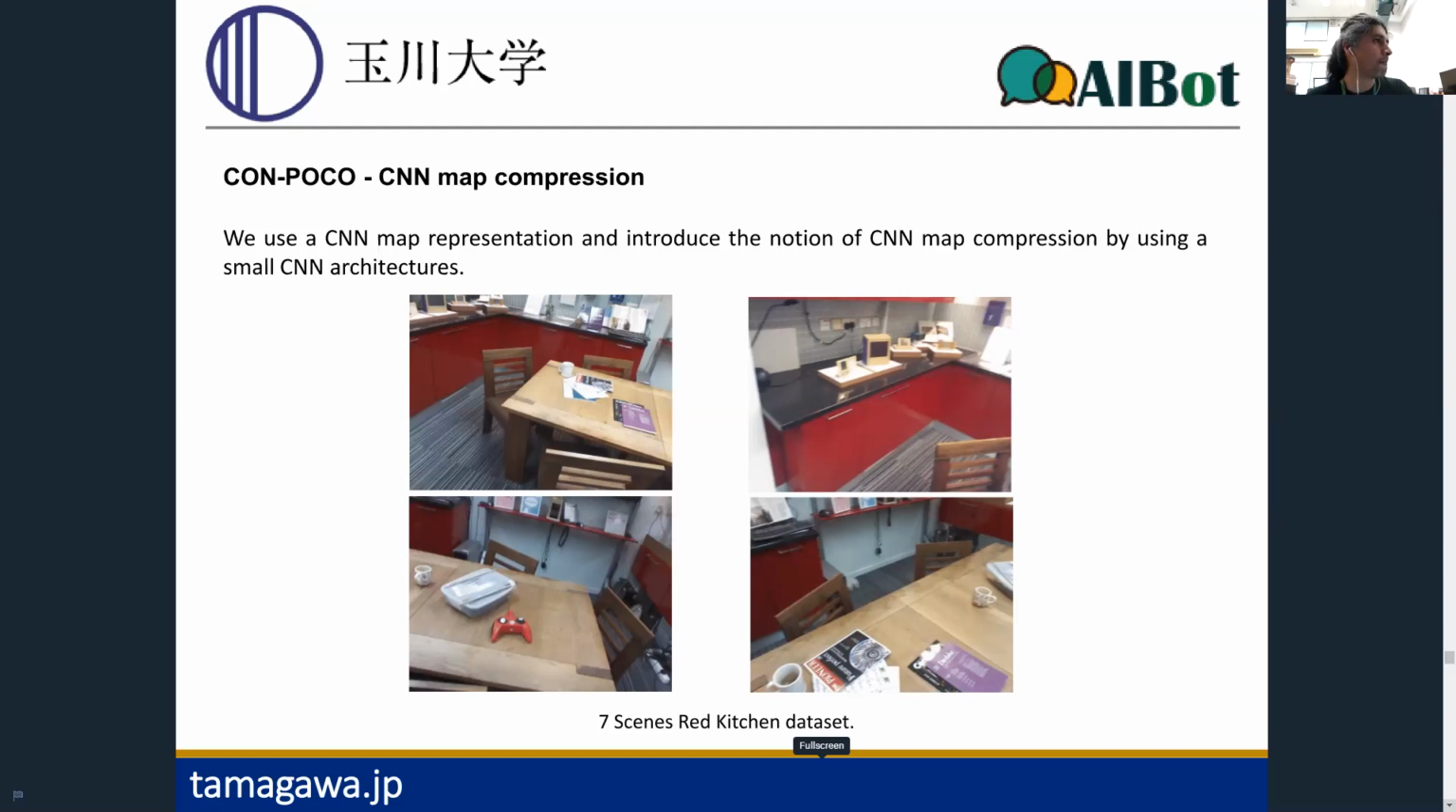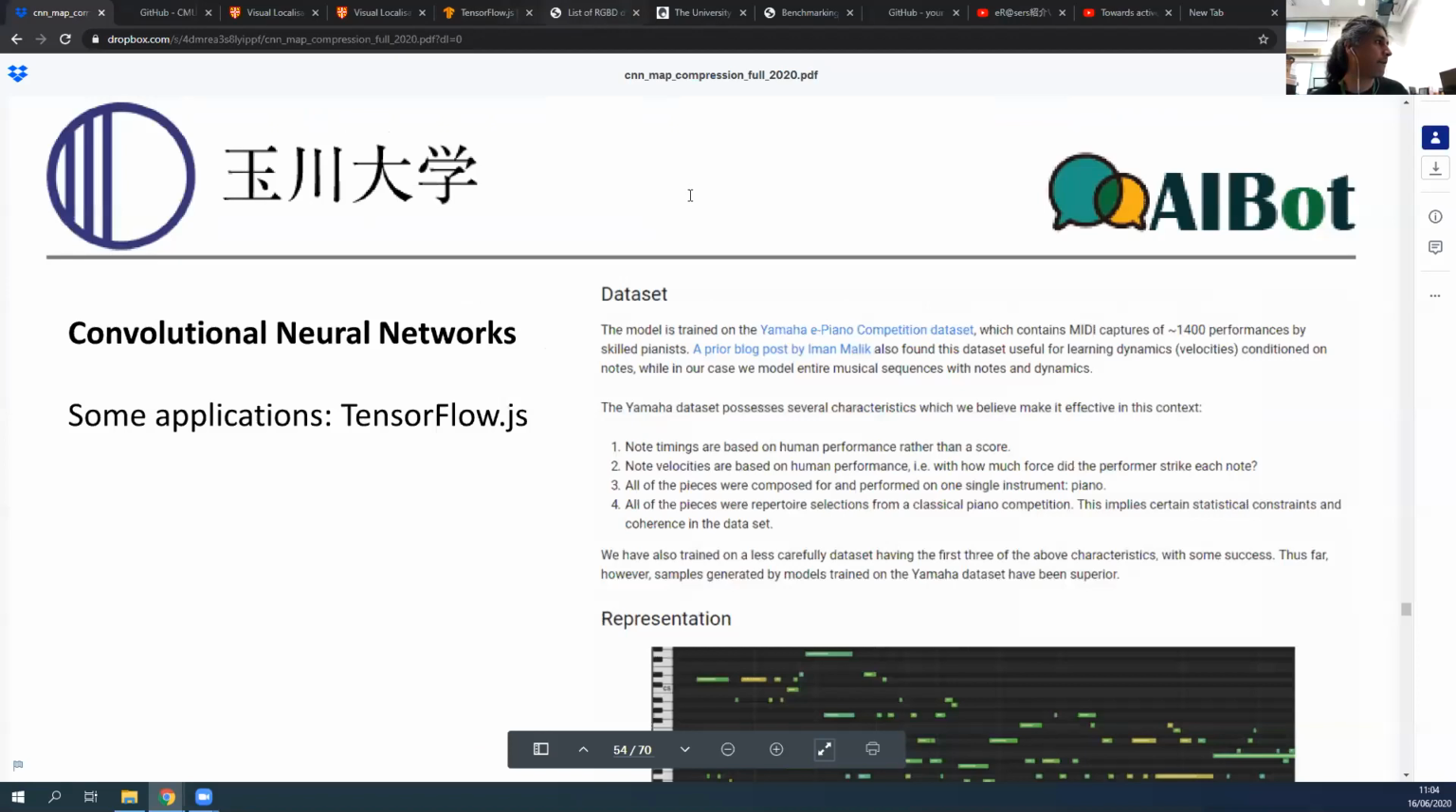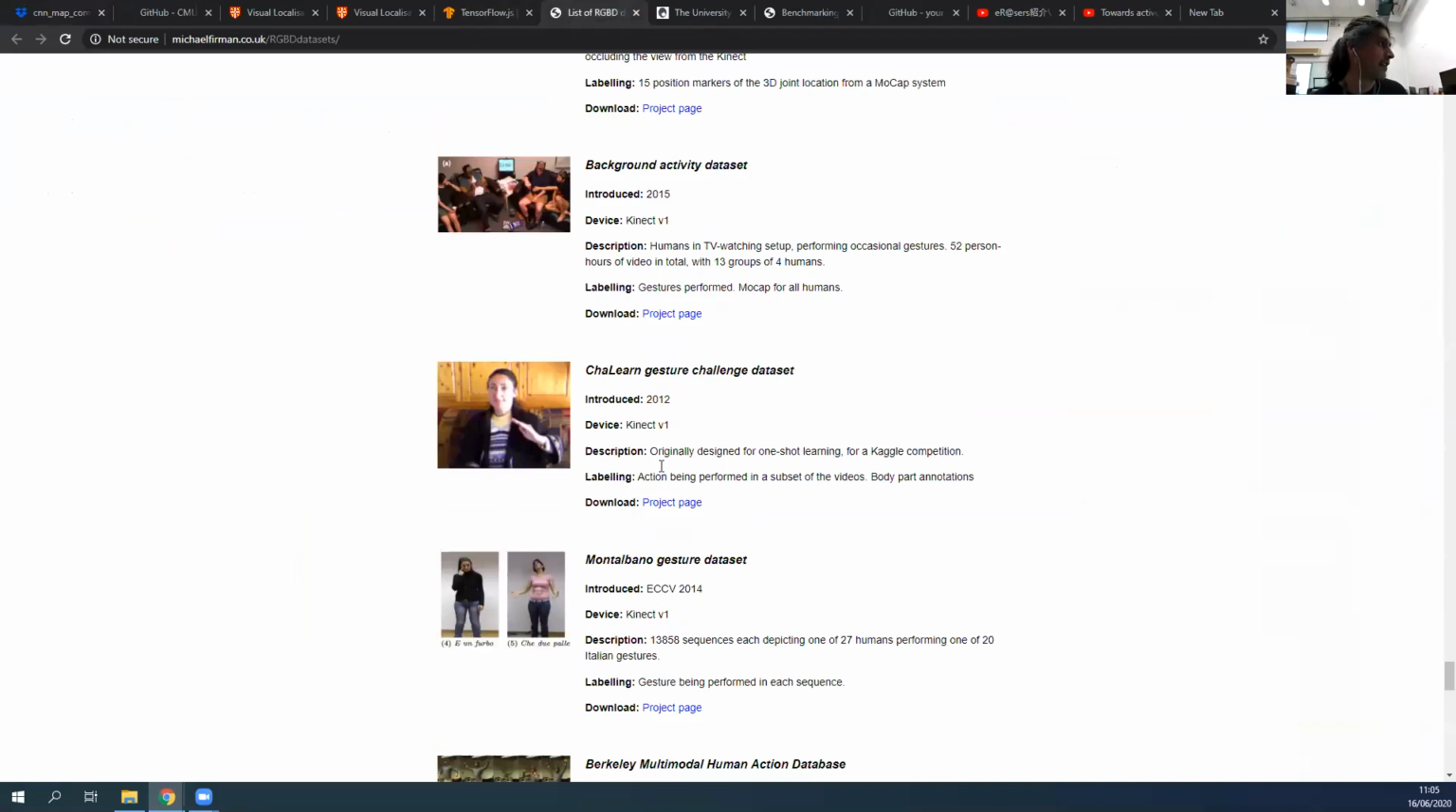So we use this dataset. This is the 7-Scenes Red Kitchen dataset. This is from Microsoft. This is just to show you the dataset.